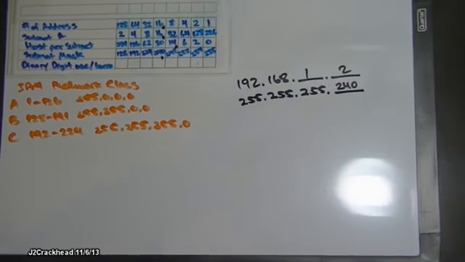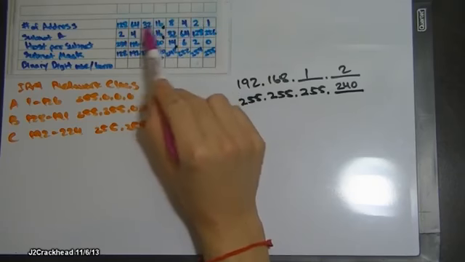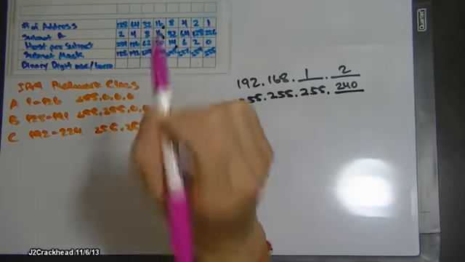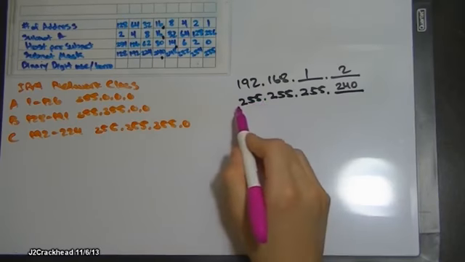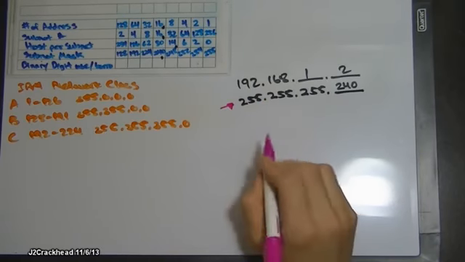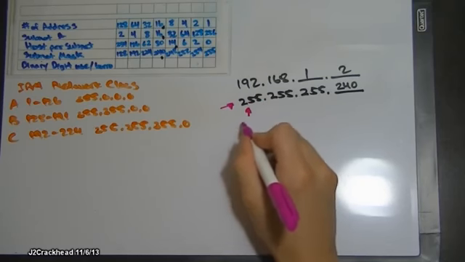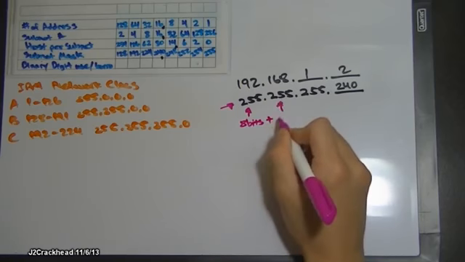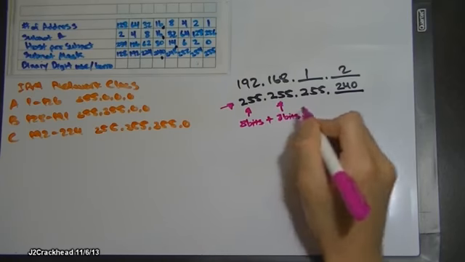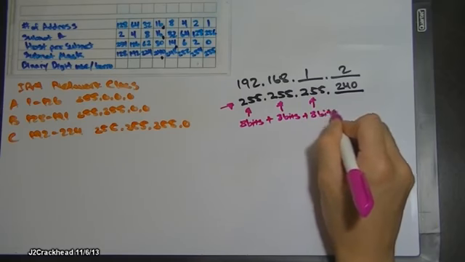Example 2, calculate bits borrowed and prefix numbers. The first thing you need to know is that when you add all these numbers up, they add up to 255. To determine the bits being borrowed from the host, you will use the subnet mask. So 255 is 8 bits, plus 255, 8 bits, plus another 255, that would be 8 bits.